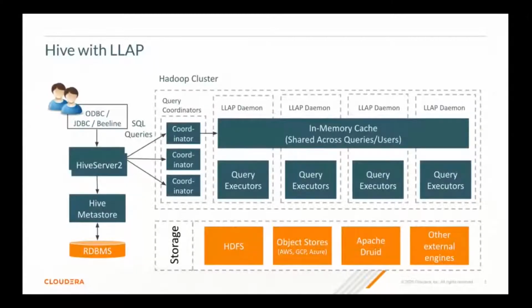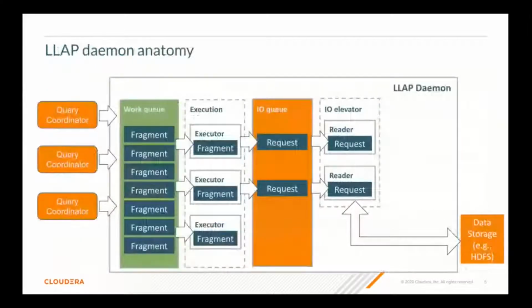The storage layer can be anything from HDFS, an object store like S3, or any external engine like Apache Druid. So if we zoom in a bit on the LLAP daemon anatomy to see how the actual execution happens, we have the query coordinators again on the left, which are outside of the LLAP daemons, of course. They submit the tasks to a work queue, and those tasks are known in Hive as query fragments. Those query fragments are pretty much a fancy way of saying one or more operators that are part of a single query, and they run together.